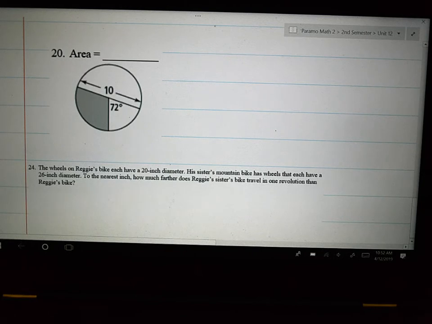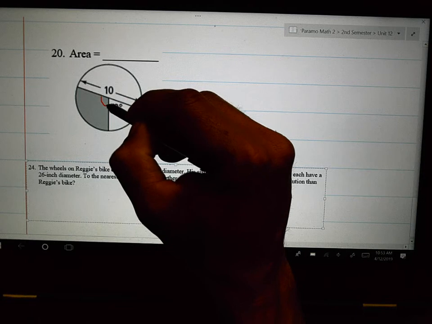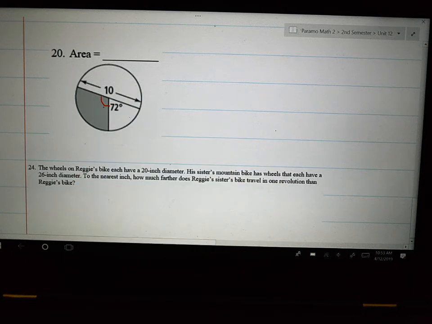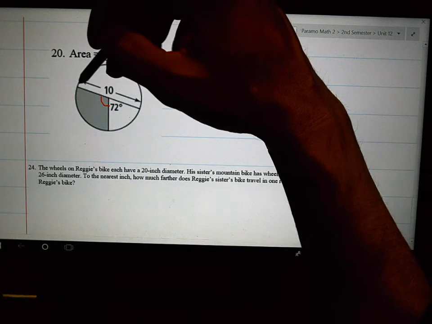Number 20. Number 20, they're going to try to trick you, but let's just see what we can do. I do not have the angle for the shaded area. I have to figure that out. Because they're putting the 10 next to the center, this means it's a diameter.